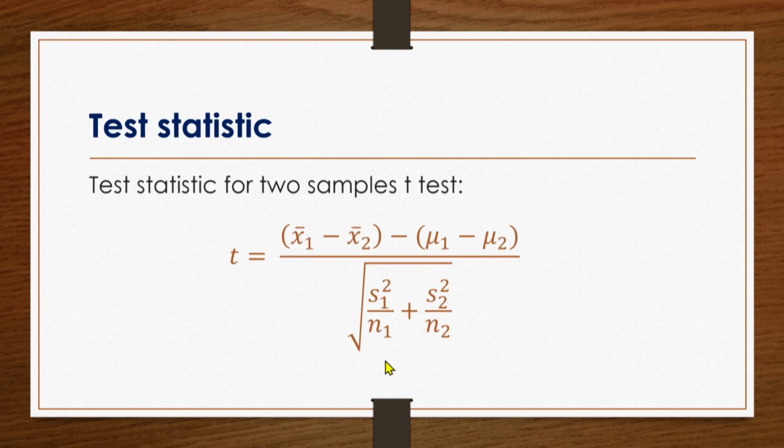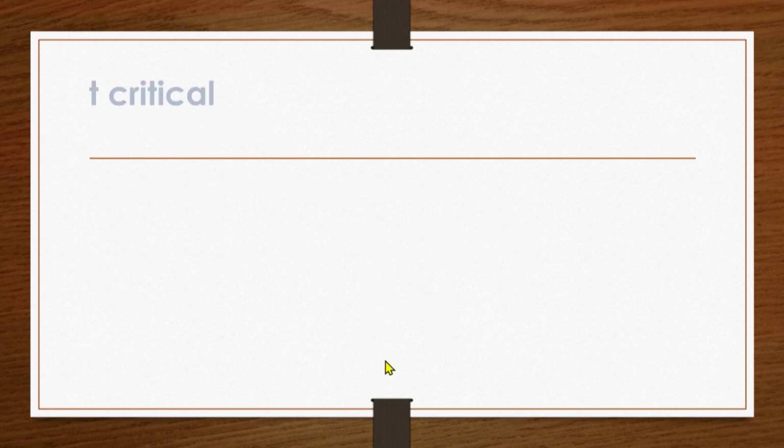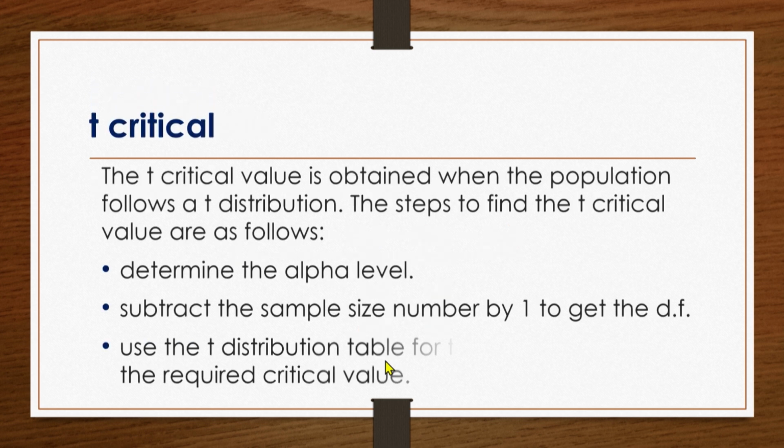Here, we are going to see the test statistic for two sample t tests. The formula is given by t equals x1 bar minus x2 bar minus mu1 minus mu2, whole divided by the square root of s1 squared by n1 plus s2 squared by n2. The t critical value is obtained when the population follows a t distribution.